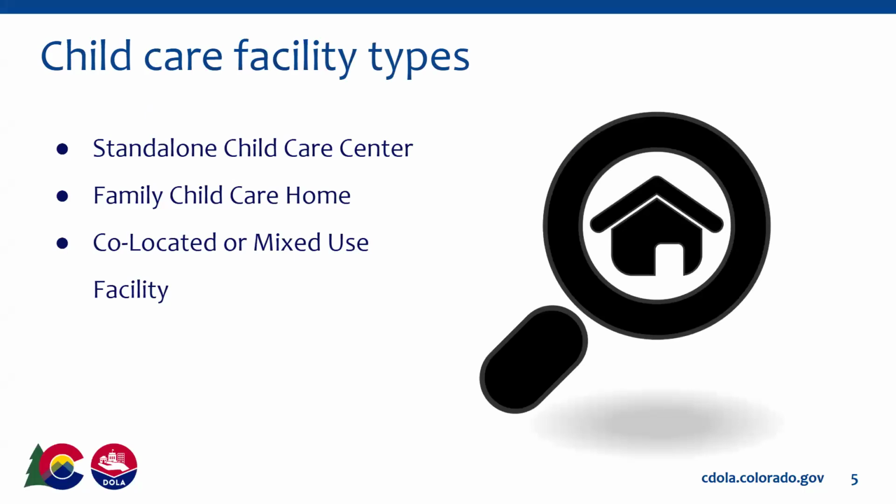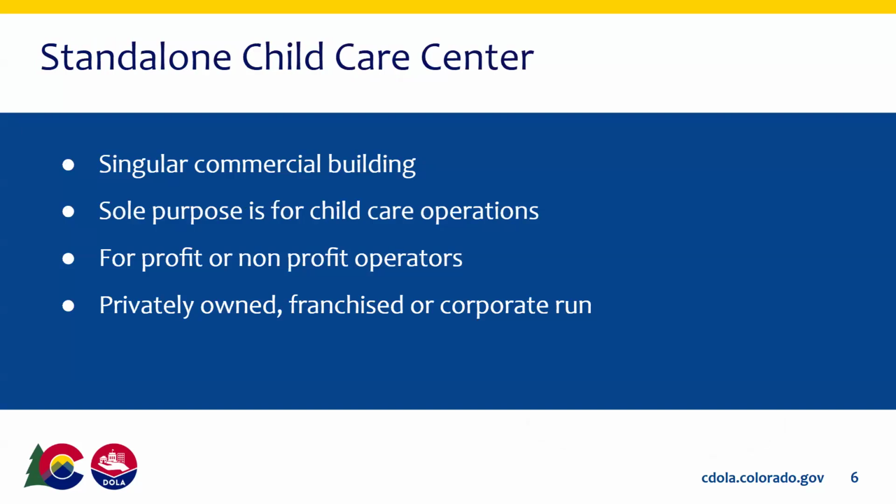Within this toolkit, we will discuss the following common child care facility types: standalone child care centers, family child care homes, and co-located or mixed-use facilities. Let's begin with standalone centers.